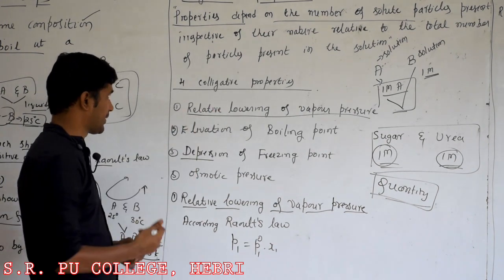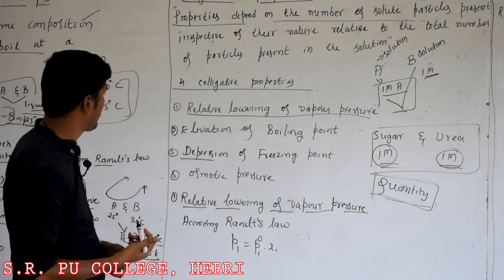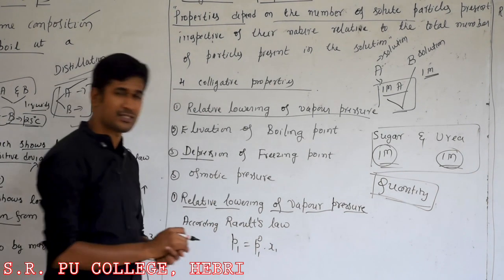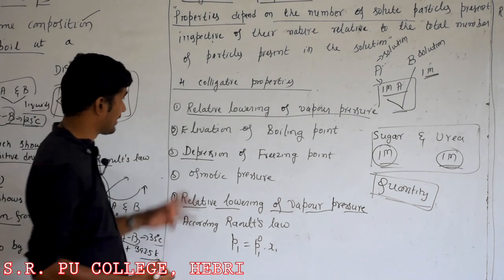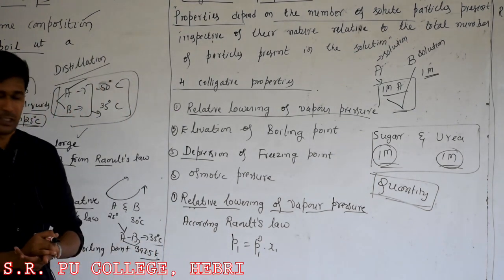Relative lowering of vapor pressure is the first colligative property. The second one is elevation of boiling point. The third one is depression of freezing point. And the last one is osmotic pressure. Now let us start with the first one, that is relative lowering of vapor pressure.